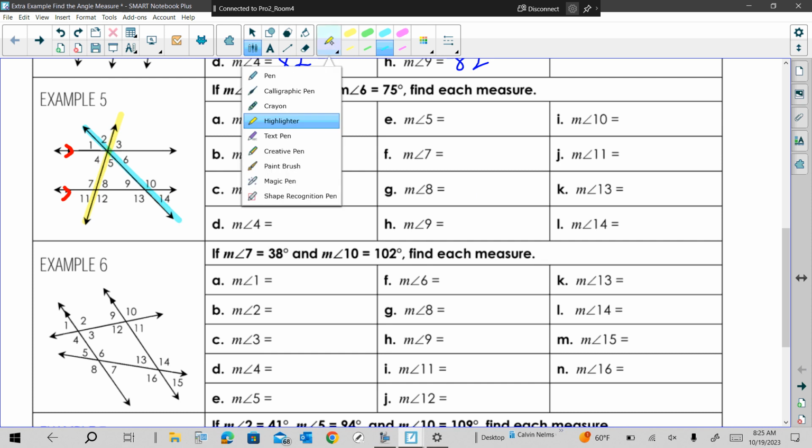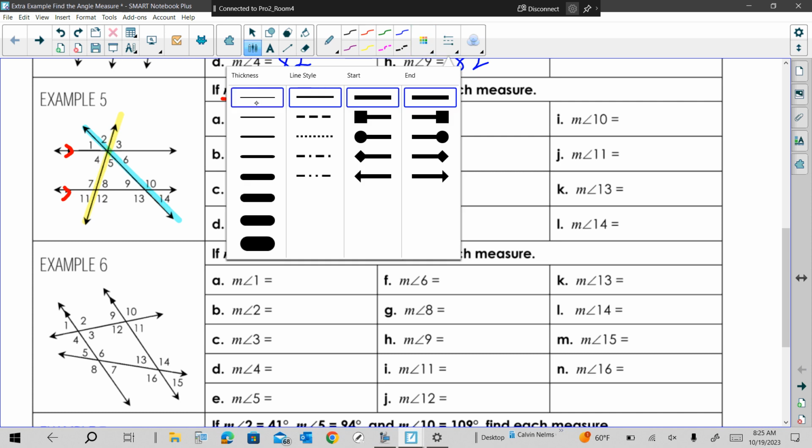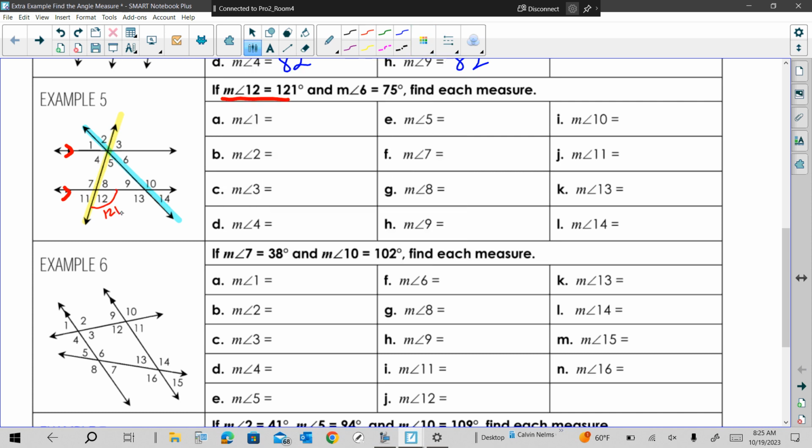All right, now, they give us that the measure of angle 12 is 121. So here, I'm going to put 121. Angle 12 on my diagram is made with the yellow transversal. So what I want to do is go ahead and mark all the other angles I know have that same measurement. So Jason, give me another angle that would be the same as 121 as angle 12. 5 is not made with, 5 is made with the yellow transversal, but also with the blue line. It has to be parallel and yellow.